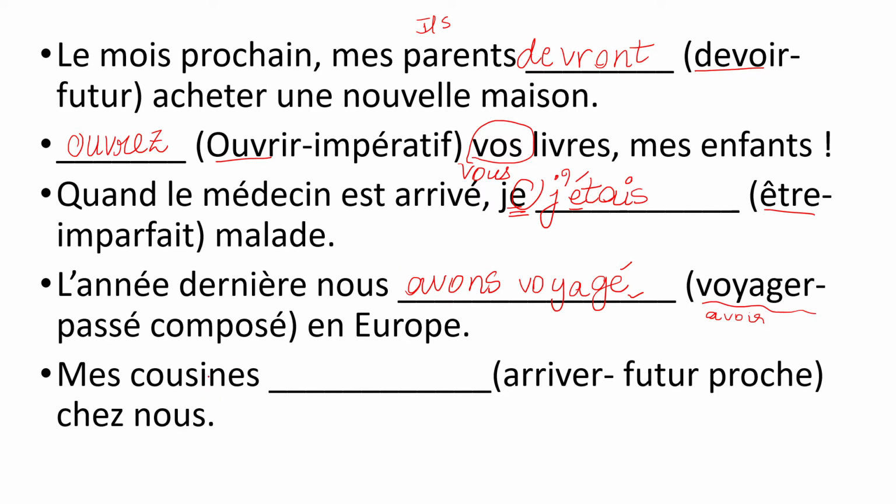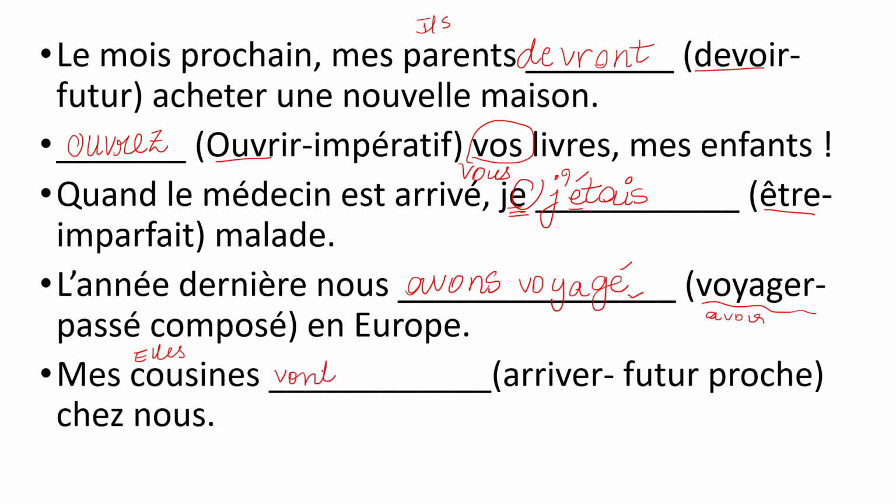The next one, "mes cousines dash," and you have to put arriver in the futur proche. Now futur proche, remember, it is aller plus full verb. So mes cousines, you have to put aller for them, mes cousines becomes elles in the plural, so you have to put vont.